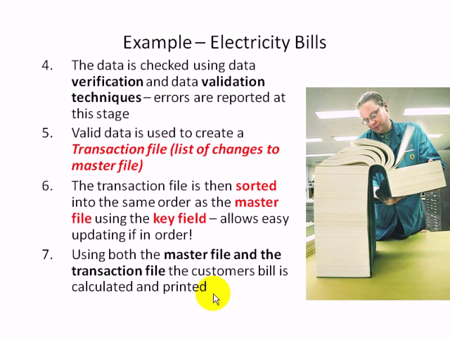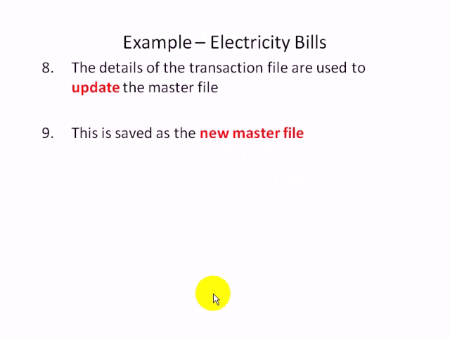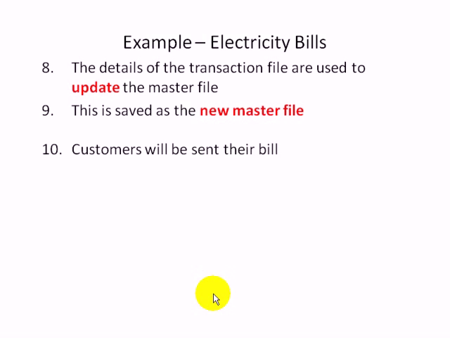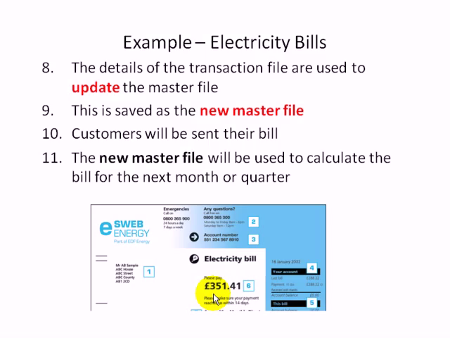Using the master file and the list of changes to be made to it, you can then get the new customer's bill, and you can get an updated master file. So using the master file and the transaction file together, which are both sorted in the same order, you can then create the new bill and create the new master file. So the details of the transaction files are used to update the master file. This is saved as the new master file. The customer will be sent their bill, and the new master file will be used to calculate the bill for the next month or for the next quarter.